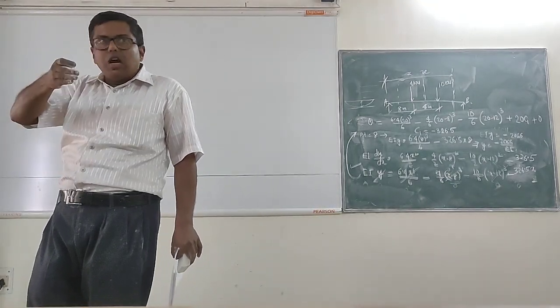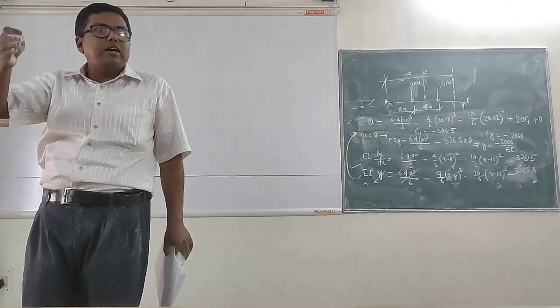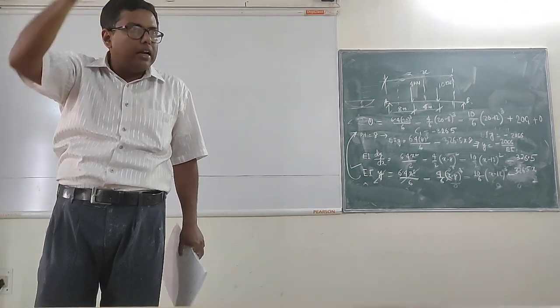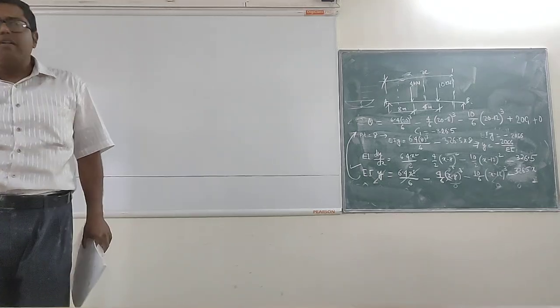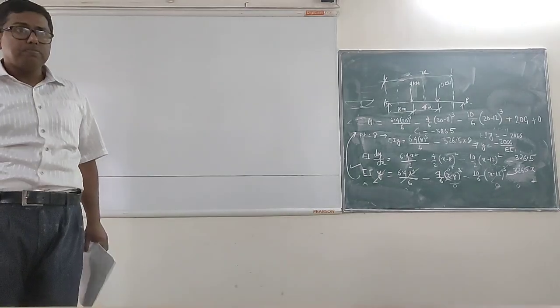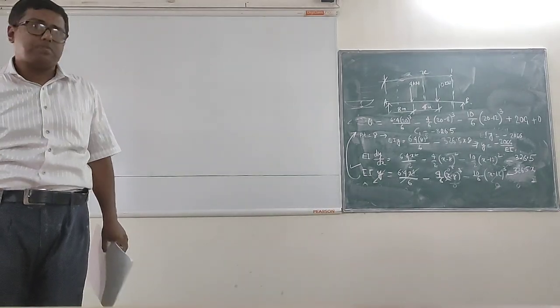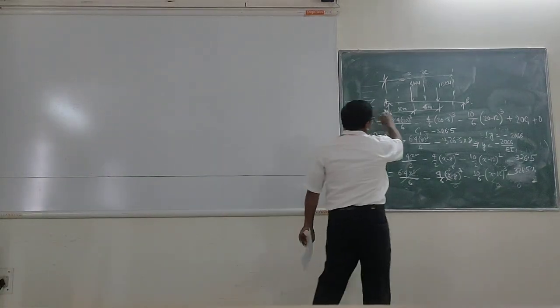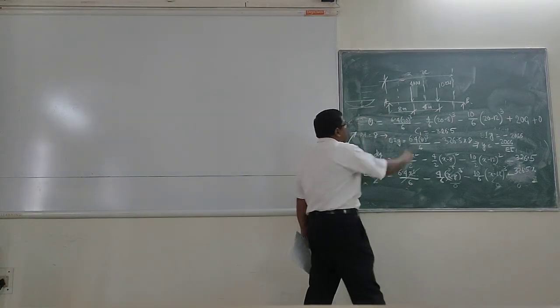A 4 kN load is applied, then there is another 10 kN load, so the deflection will be maximum between 4 and 10 kN. It doesn't matter if you consider the other part also. But again you have to apply Macaulay's method. Okay? So if I consider that the deflection will be somewhere in between, then what will happen?